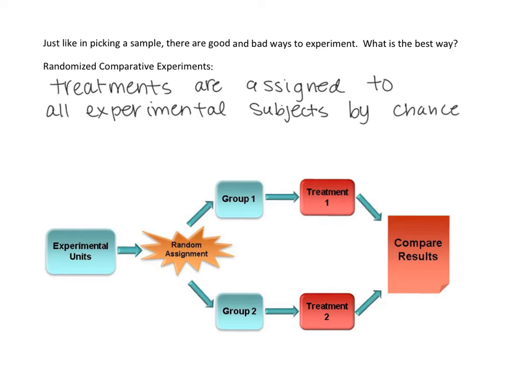So kind of have a picture of what a randomized comparative experiment looks like. So you have your experimental units. You randomly assign them to 2 groups, 3 groups, however many groups you have, and then apply your treatments. And then you compare the results. It's the best way to figure out if your experiment's good or not, if your results are accurate, is by doing random.